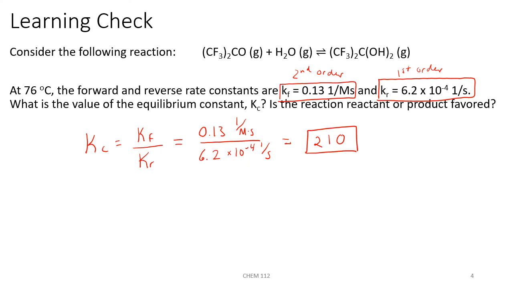Now, is the reaction reactant favored or is it product favored? In this case, K sub F, the rate constant of the forward reaction, is greater than K sub R, the rate constant of the reverse reaction. So this would mean that the reaction is going to be product favored.